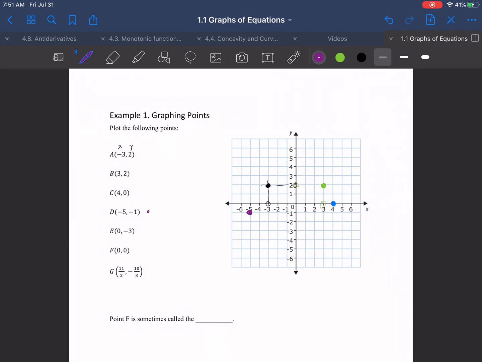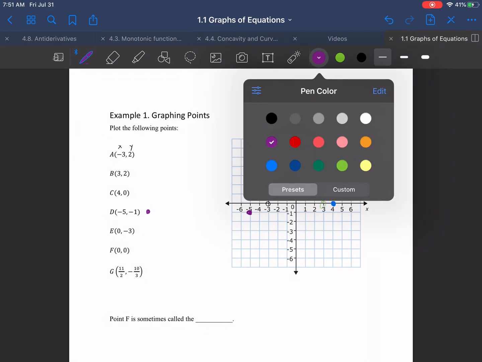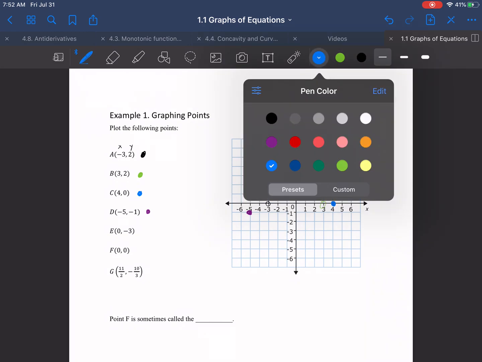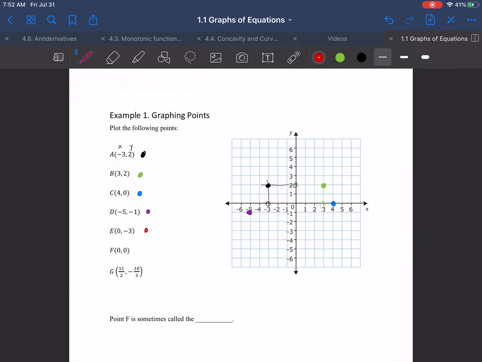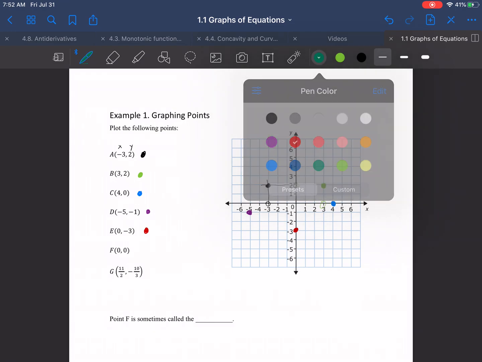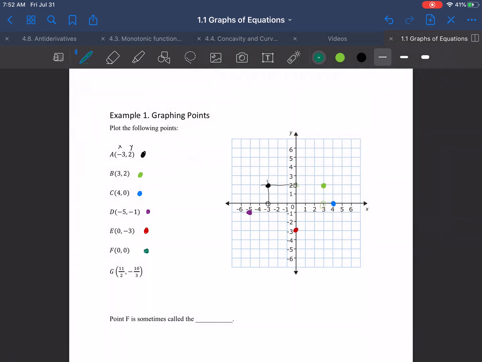Okay, so maybe I'll put a dot next to them. I should have done that for the colors, huh? That's that one. That's that one. This one I did in black. All right. (0, -3), I'll do in red. So it's 0 on X, -3 on Y. There we go. Go with the green here, (0, 0). That'd be right there.